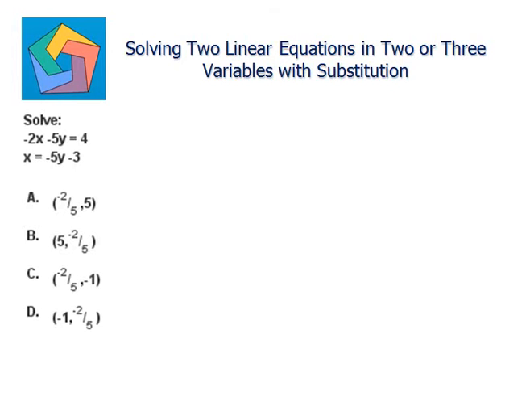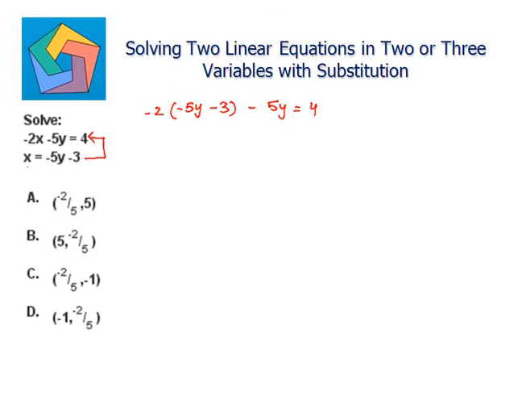So substitution method means taking the value of one variable from any of the equations and substituting it in the other equation. So I have x is equal to negative 5y minus 3 here. So I can substitute this value in the first equation. So I'll get negative 2 times negative 5y minus 3 minus 5y is equal to 4.